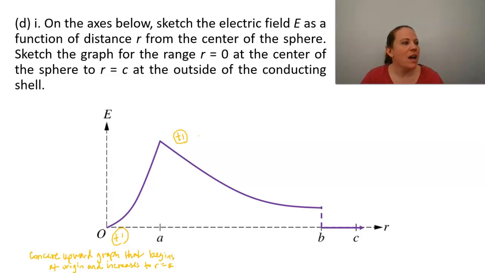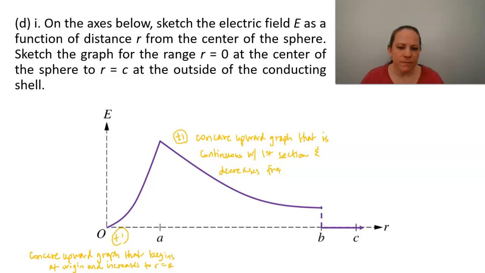So we're going to get a second point for a concave up graph that is continuous with the first section, and decreases from r equals A.